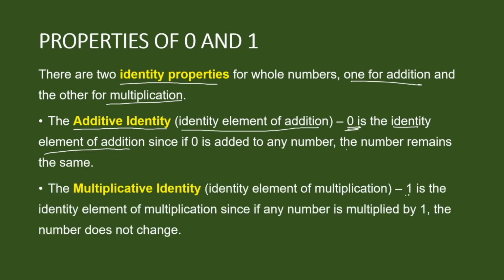And then 1. 1 is the identity element of multiplication, since if any number is multiplied by 1, the number does not change. So 1 is the multiplicative identity. We can say identity element of multiplication. So these are the two identity properties for whole numbers. 0 being the additive identity or identity element of addition, 1 being the multiplicative identity or identity element of multiplication.